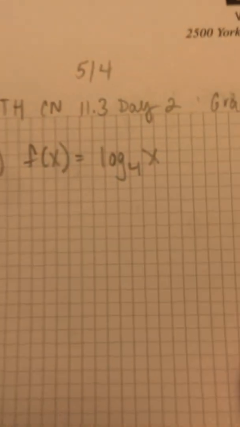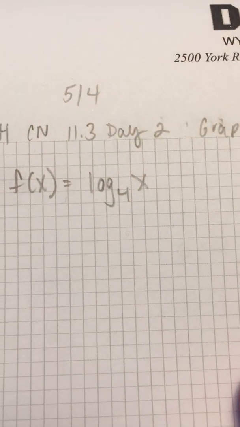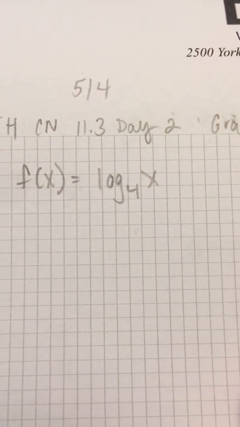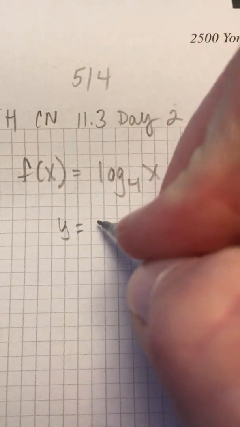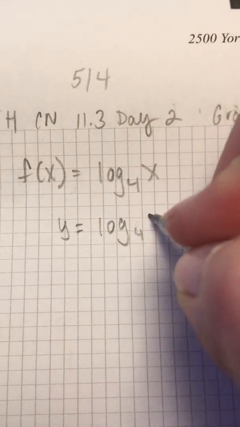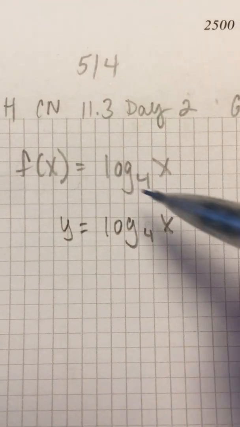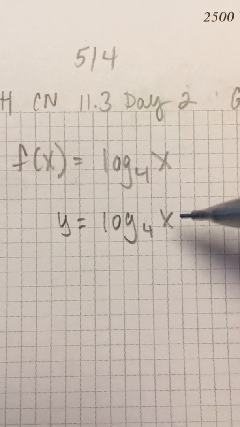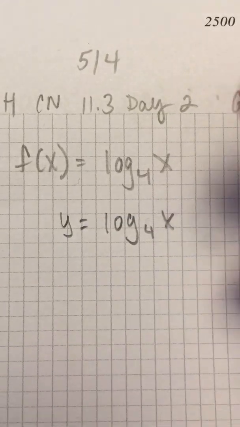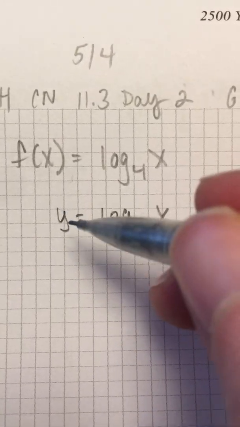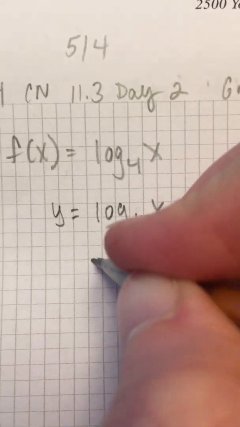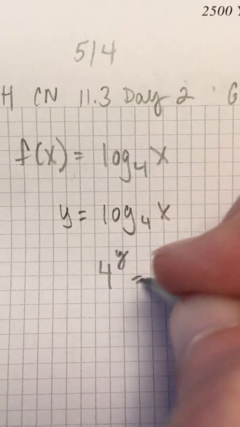Our first graph is f of x equals log base 4 of x. So I'm going to write this instead of f of x. We should know that that means the same thing as y. So I'm going to write y equals log base 4 of x. To switch forms, remember log base value equals an exponent. So when you think about exponential, this is the base, this is the exponent, and this is the value. So 4 to the y equals x.